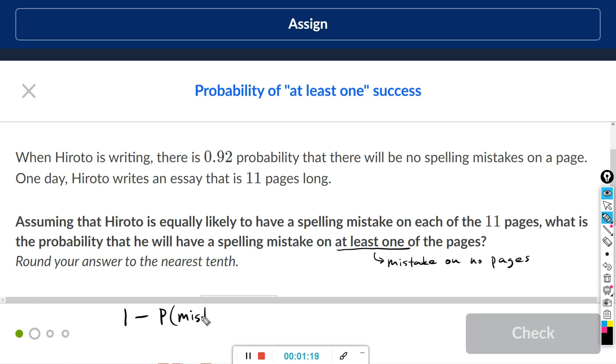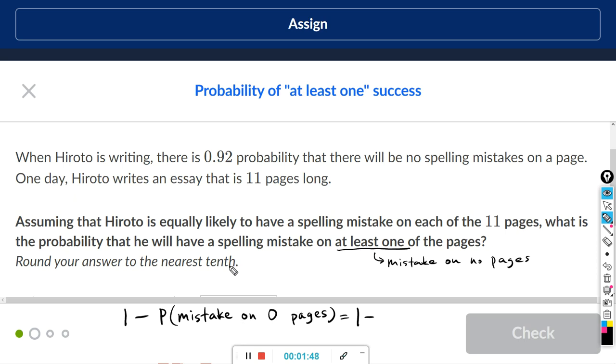that he has a mistake on 0 pages. Okay? In other words, no mistakes. All right? So we're starting with 1, or 100%, and we want to find the probability that he has no mistakes, or a mistake on 0 pages.